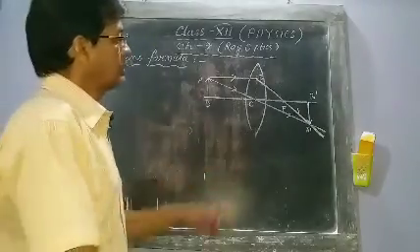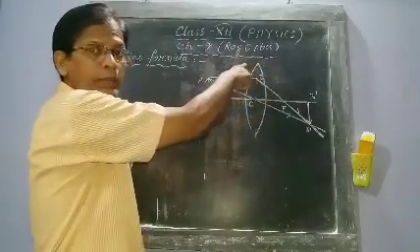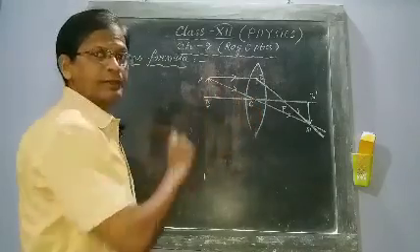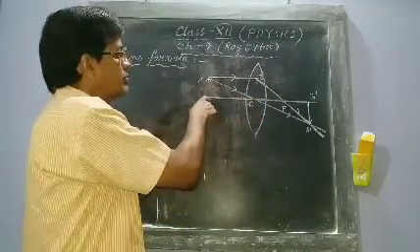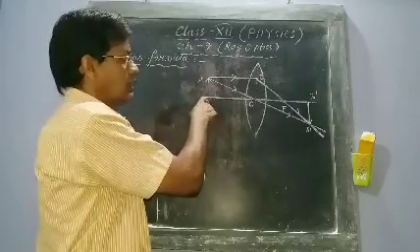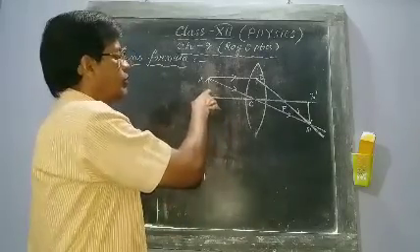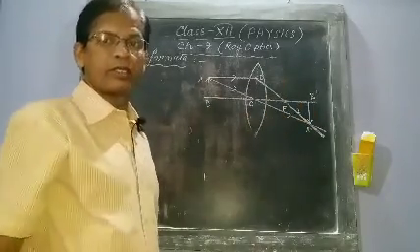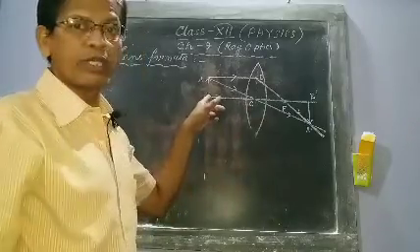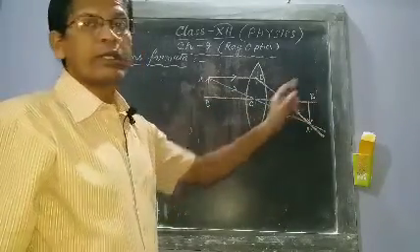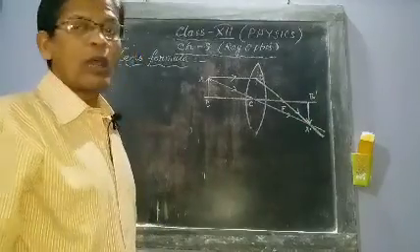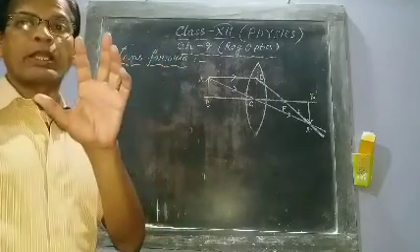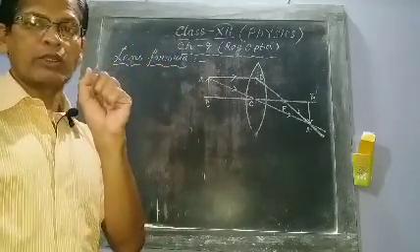We have taken a thin lens, and its optical center is C. An object is placed beyond focus, and its real image is formed at A dash B dash. AB is the object, and its real image is A dash B dash. Now our aim is to find the formula for the lens.